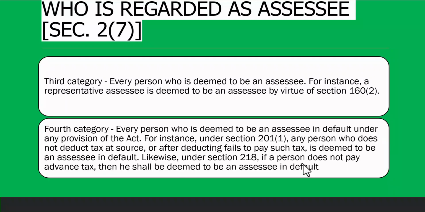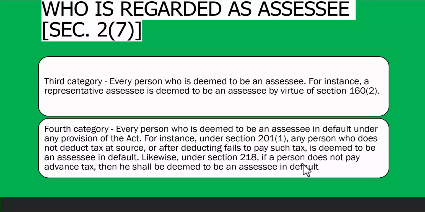So third category, read this. Every person who is deemed to be an assessee, for instance, a representative assessee is deemed to be an assessee by virtue of section 162. Fourth category, every person who is deemed to be an assessee in default under any provision of the Act, for instance, under section 201, a person who does not deduct tax at source or after deducting fails to pay such tax is deemed to be an assessee in default. Likewise, under section 208, if a person does not pay advance tax, then he shall be deemed to be an assessee in default. So that means, assessees can be either the assessees by themselves or they can be deemed to be an assessee.